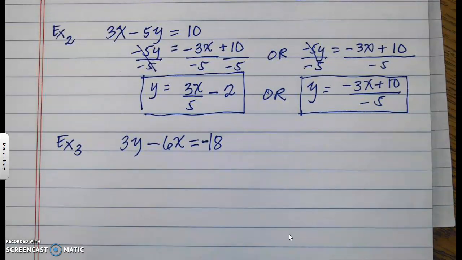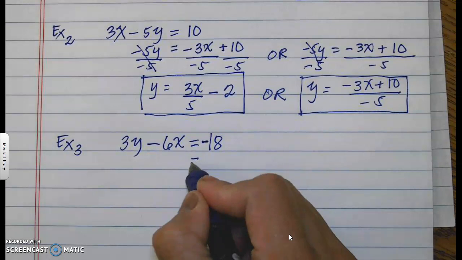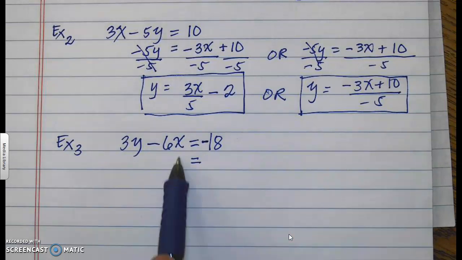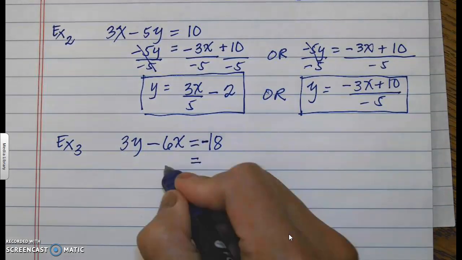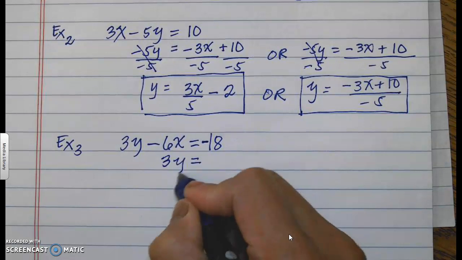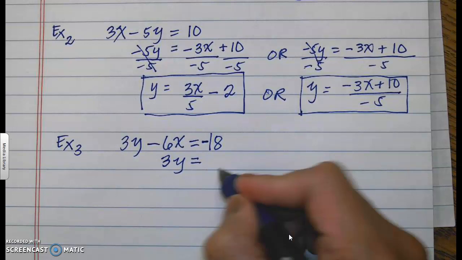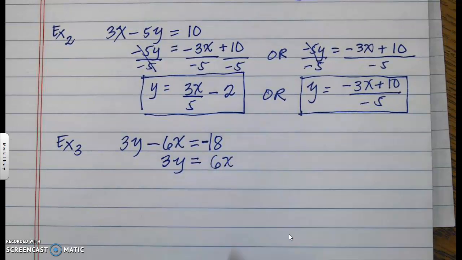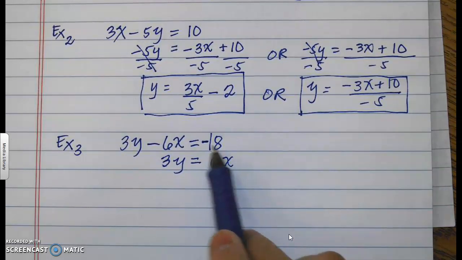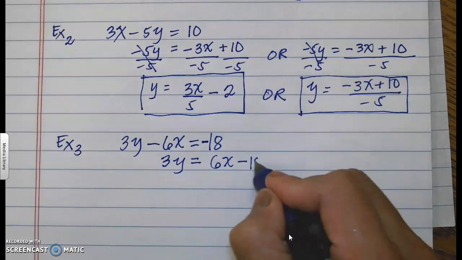So let's do the same steps. I am going to put my equal sign. I want my y to be here, so this goes down. It remains positive because it didn't cross the equal sign. This, however, will cross the equal sign and will turn to a positive 6x. This won't cross the equal sign. It will just go down. So that's a negative 18.